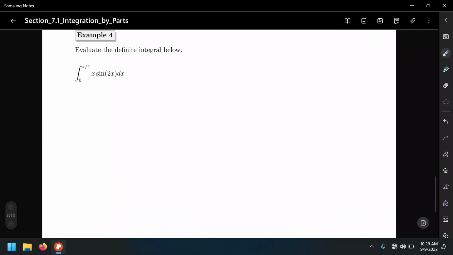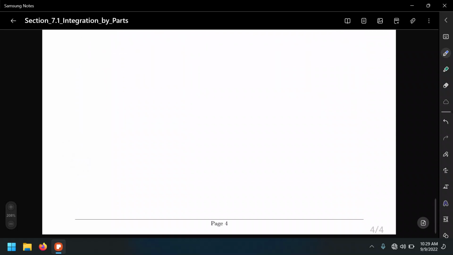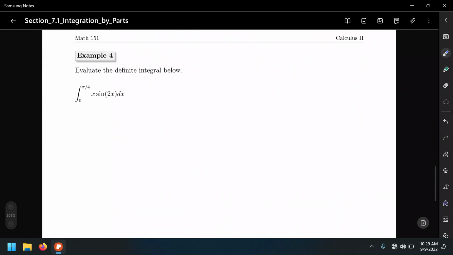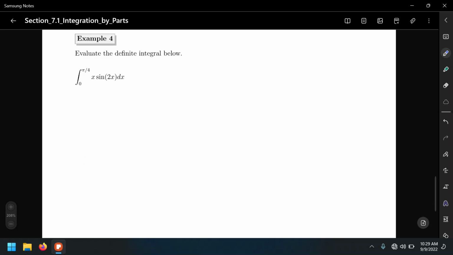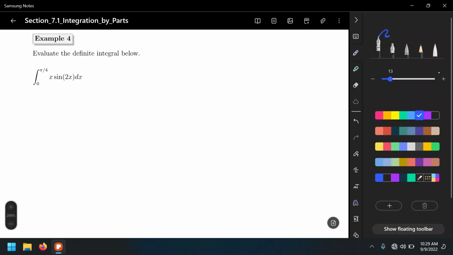Evaluate the definite integral. So how do we evaluate a definite integral? This is more like showing you the setup, because, well, we already evaluated this integral before. So let's do it again, but now we're going to add limits of integration. So in this case, again, in accordance with LIATE, which one is going to come first? The x or the sine?